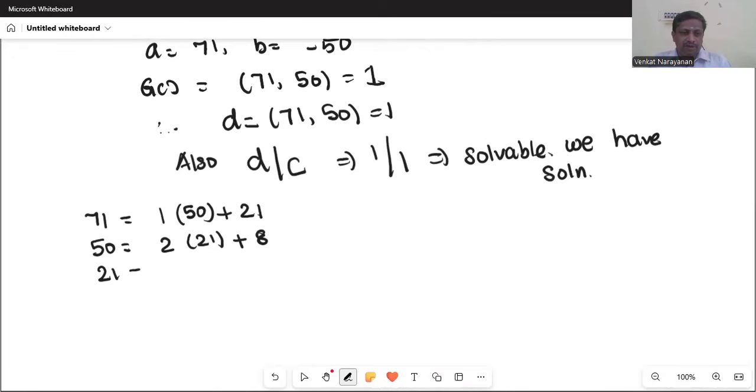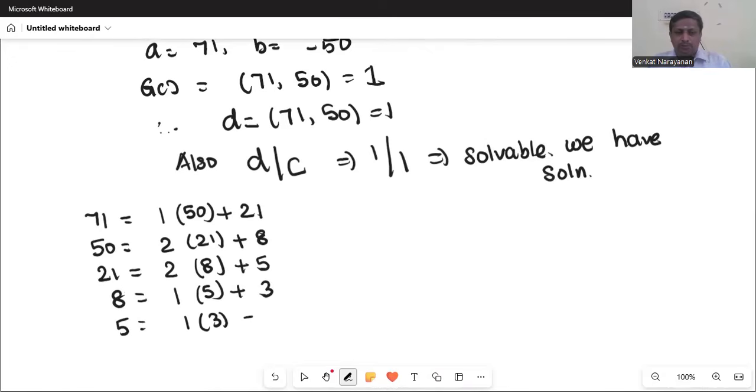Now 21 is divided by 8. How many times? 2 times 8 is 16, so the balance is 5. Now 8 is divided by 5. 1 times 5 is 5, and the balance is 3. Now 5 can be written as 1 times 3 plus 2. Then 3 can be written as 1 times 2 plus 1.